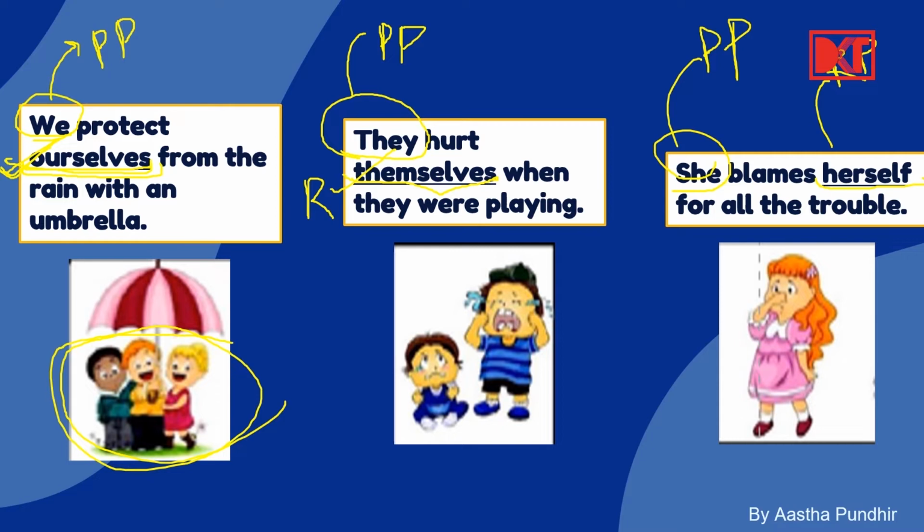Alright? तो यही होते हैं reflexive pronouns when the subject and object are the same. जैसे इसमें we had we protecting ourselves. Now we and ourselves, we is the subject, we doing the action on ourselves. Subject and object same. Then they, themselves. Subject and the object same. Reflexive pronoun themselves. Here also she and herself, reflexive pronoun, herself, subject and object are same. Alright?